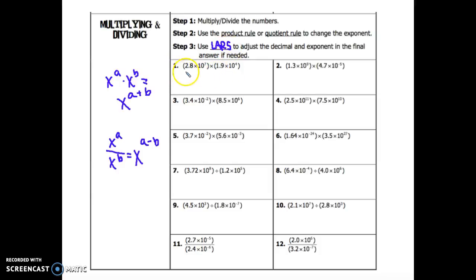So taking a look here at number 1, I can see that we're multiplying. We don't have to have anything matching when we multiply. We just simply multiply. So I'm going to take 2.8 times 1.9 using my calculator to help me. I get 5.32. And then times 10, and then this is where our rules come into play. We're multiplying, so I know that we're going to add our exponents of 7 and 4, and we get 11.